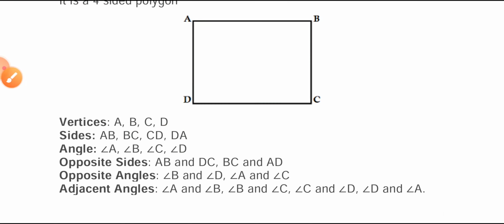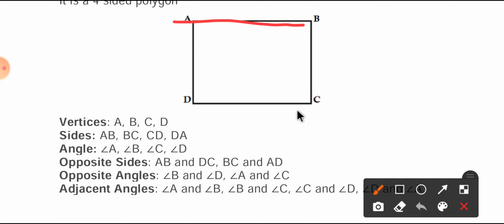Then opposite sides. Opposite sides means AB is opposite to CD and BC is opposite to DA. So these are the opposite sides. Same with opposite angles. Which are the opposite angles?